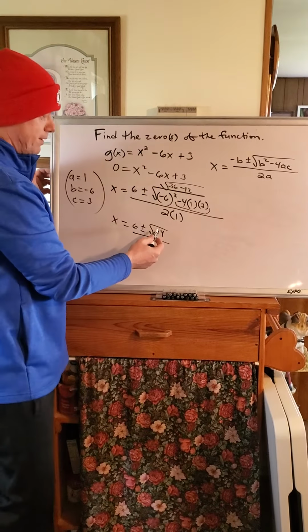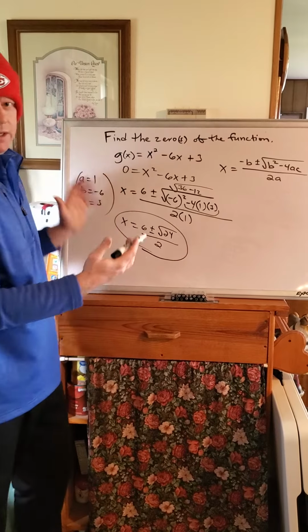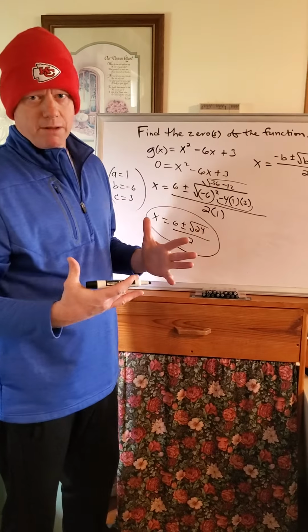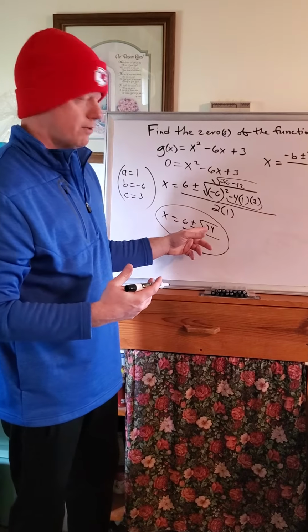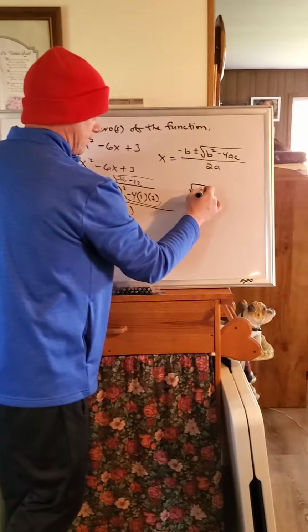And then the square root of 24 breaks down. This is the correct answer. It's just a matter of how far you want to break it down. Most math teachers will want you to break square roots down, and the square root of 24 does break down.